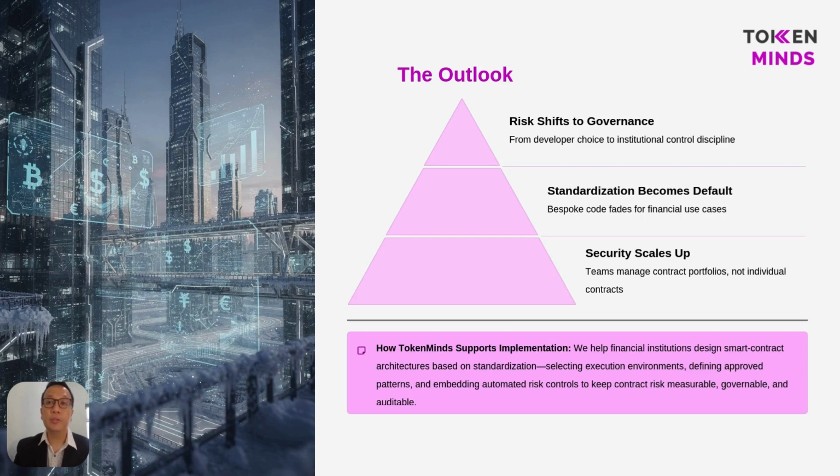The outlook is clear. Risk shifts from developer choice to institutional governance. Standardization becomes the default for financial smart contracts. Security scales from managing individual contracts to managing contract portfolios. So Token Minds supports this transition by helping institutions select execution environments, define approved patterns, and embed automated risk control so smart contract risk remains measurable, governable, and auditable.